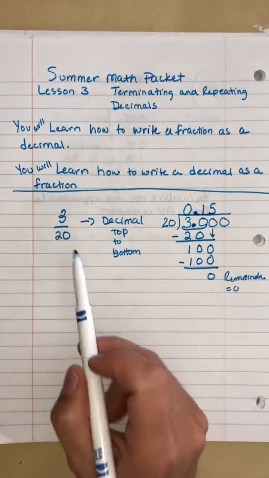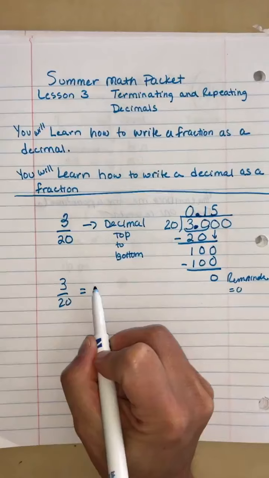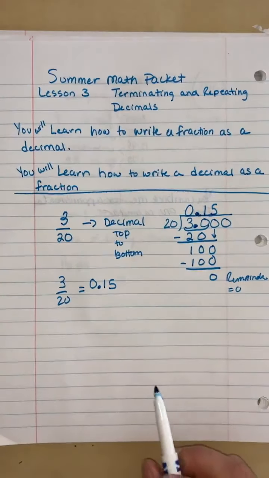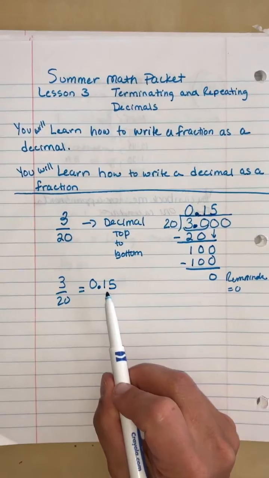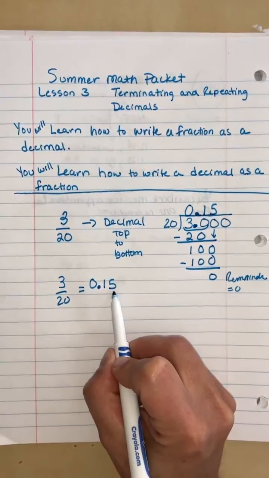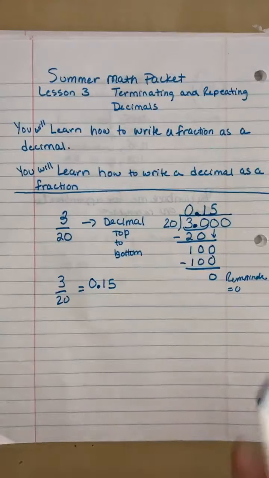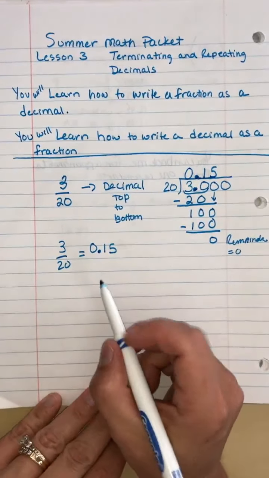So our 3/20ths is the equivalent of 0.15. And this is also written as 15 hundredths, because this is your tenths place, this is your hundredths place, so we say 15 hundredths.